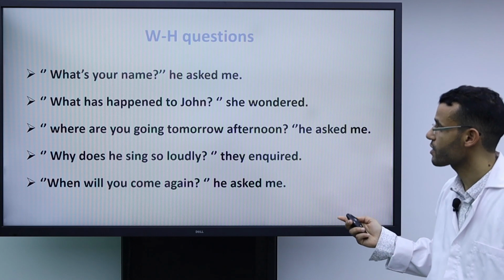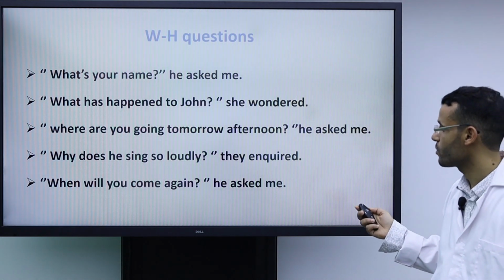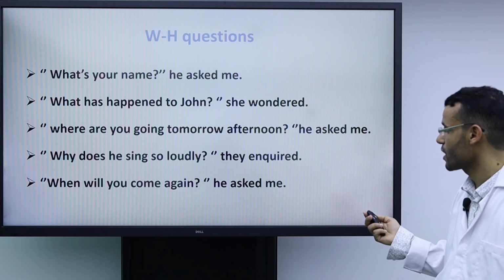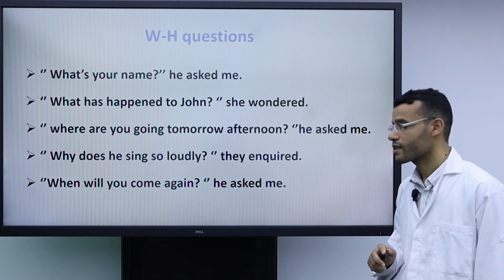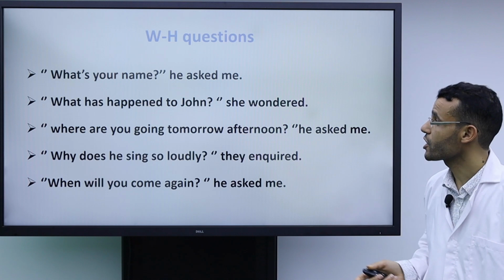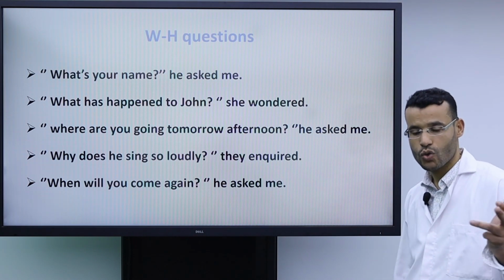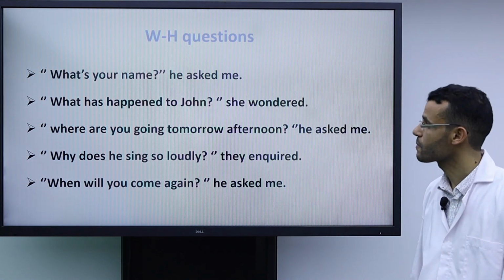What's your name? He asks me. What has happened to John? She wondered. Where are you going tomorrow afternoon? He asks me. Why does he sing so loudly? They inquired. When will you come again? He asks me. So in the WH question, we keep the WH word. It can be what, where, when, why, who. These are called WH questions.